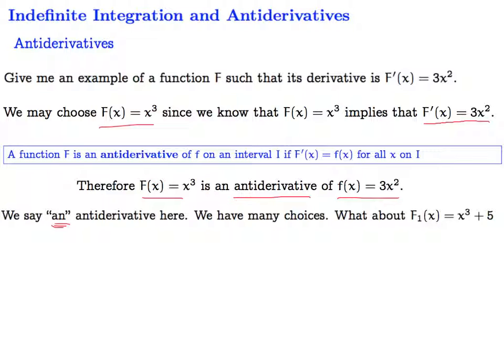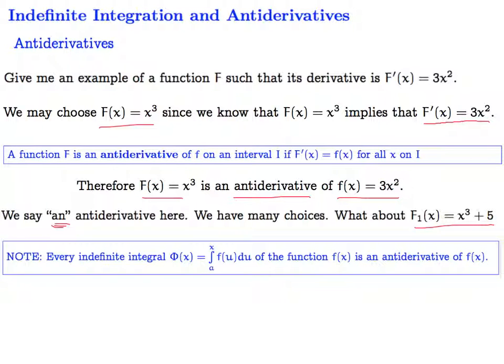We have many choices, okay? We could have picked x cubed plus 5. If we take the derivative of this function, we're going to end up with just 3x squared again, because the 5 is a constant. Take the derivative, it's 0. So super thing, and how this connects to the stuff we did before is that every indefinite integral of the function f of x is an antiderivative of f of x. That's what the theorem we just talked about tells us. In that previous theorem, we just showed that phi prime of x equals f of x, which means it is an antiderivative of f of x.